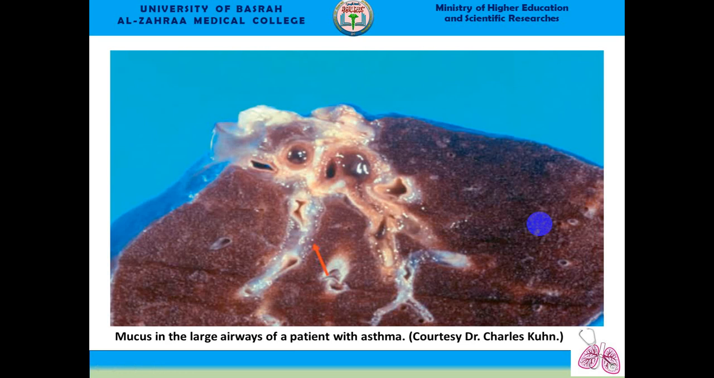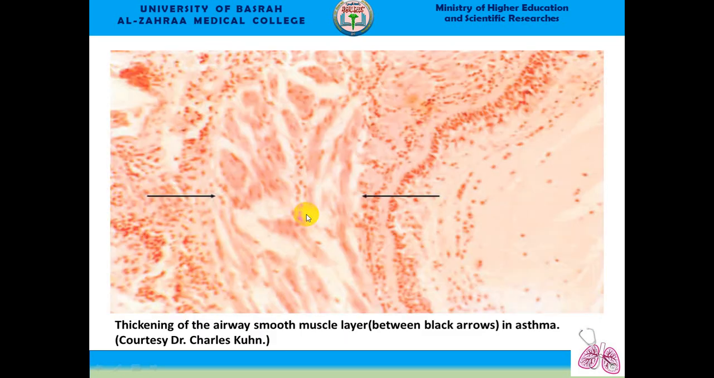In the next few slides, I will show you some pictures that will help. First of all, this is a real specimen at autopsy from a patient with bronchial asthma. And you can see here at the red arrow, a mucus plug. This is mucus in a large airway of a patient with asthma causing obstruction of the airway. And here you can see the hypertrophy and thickening of the muscle layer of the bronchi between these two arrows. So this is the muscle layer. Look at it, it's very hypertrophied and enlarged.